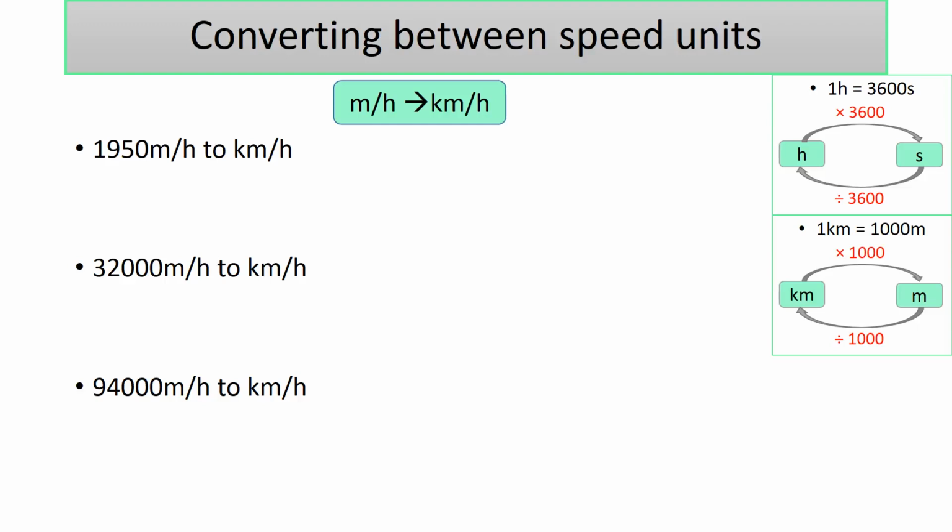So now we're going to look at how to convert from meters per hour to kilometers per hour. Okay, so if I want to convert this speed, 1,950 meters per hour, so I cover 1,950 meters in 1 hour. Remember that there are 1,000 meters in 1 kilometer. So to now convert this into kilometers, I need to divide by 1,000.